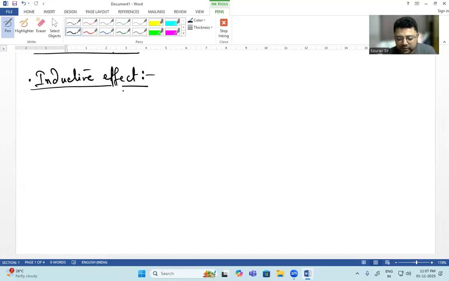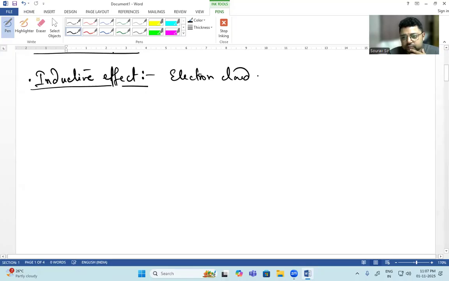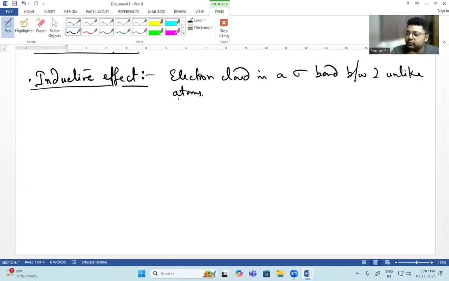So let's come to the inductive effect. The inductive effect concerns the electron cloud in a sigma bond, meaning a single bond between two unlike atoms. The electron pair forming the sigma bond is slightly displaced towards the more electronegative atom. That will give a negative polarity to that atom and a slight delta plus, or slight positive polarity, to the other atom.